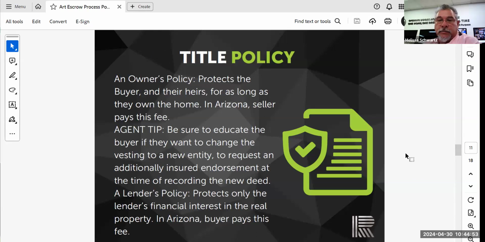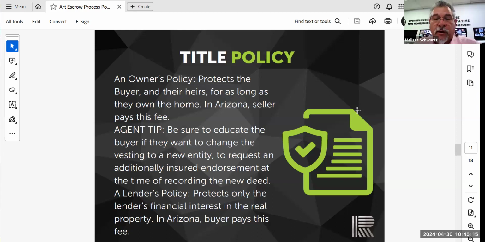Title policy. There's an owner's policy and a lender's policy. The owner's policy protects the buyer and their heirs for as long as they own the property. In Arizona, the seller pays a fee, okay? That's customary. The seller pays the owner's policy and the buyer pays the lender's policy, okay?